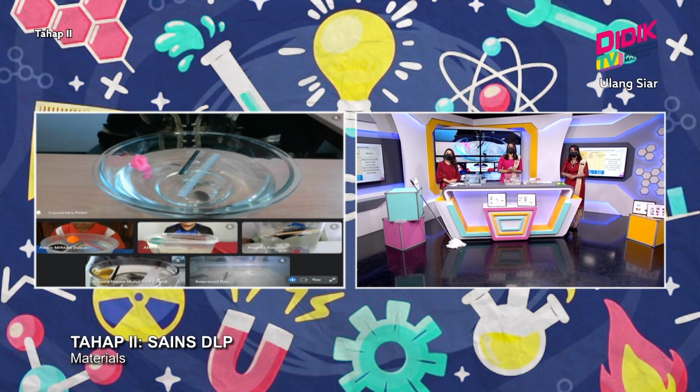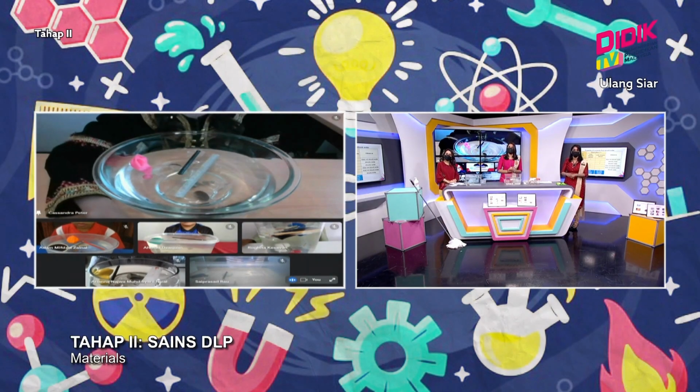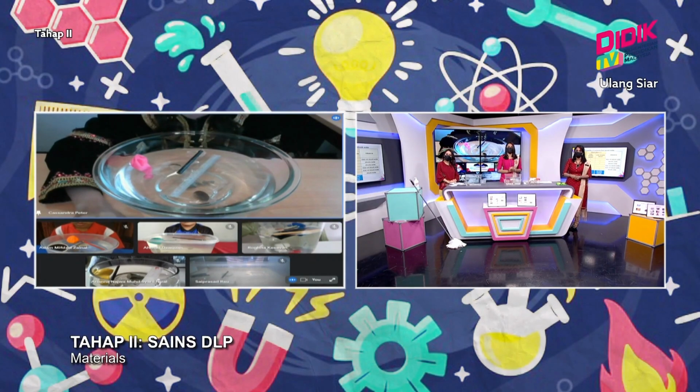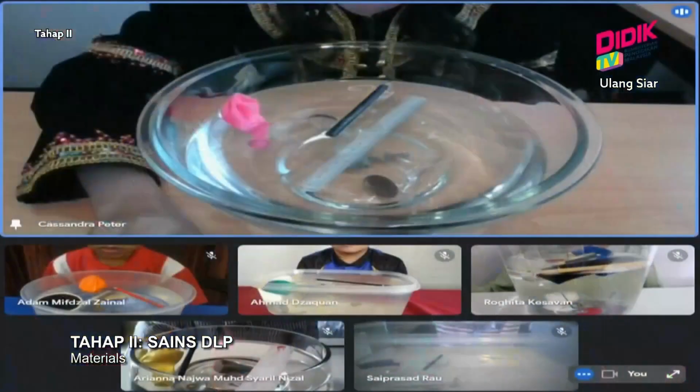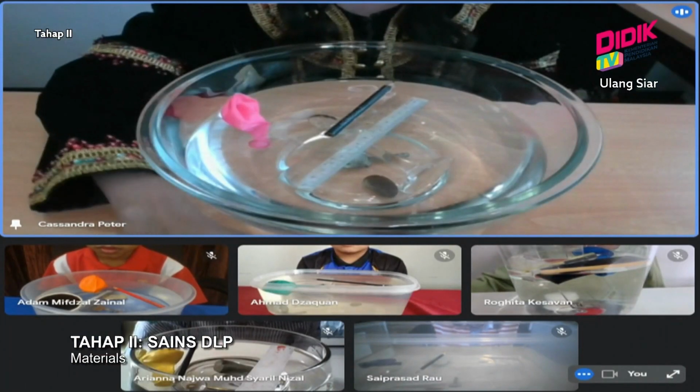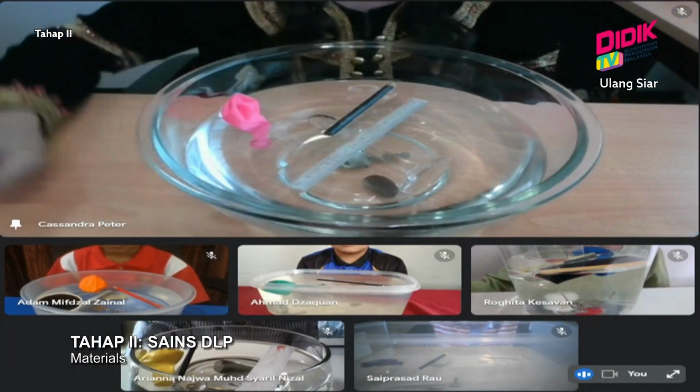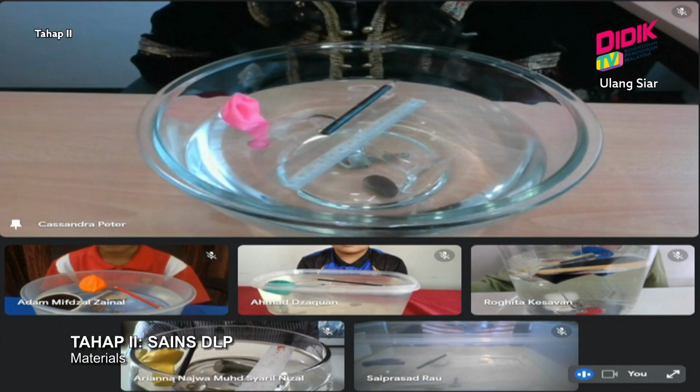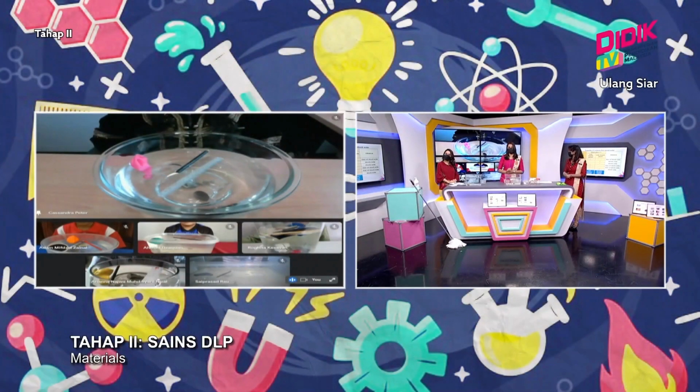Cassandra, can you tell us the reason? What's the inference? Why are they above the water surface? Yes, teacher. It's because they are less dense than the water. Okay, they say they are less dense than the water. Anyone with another answer? Maybe we can ask.